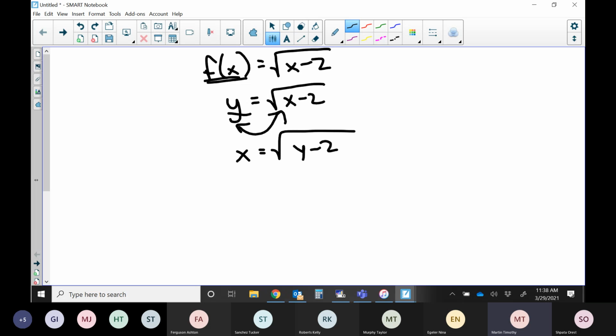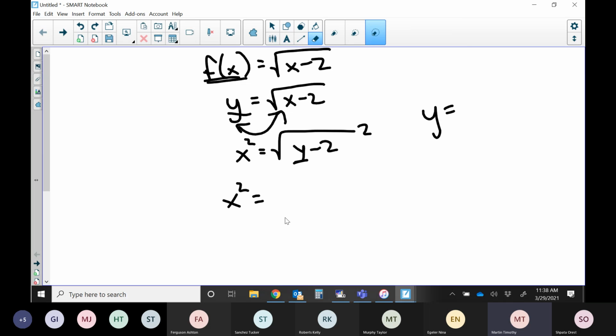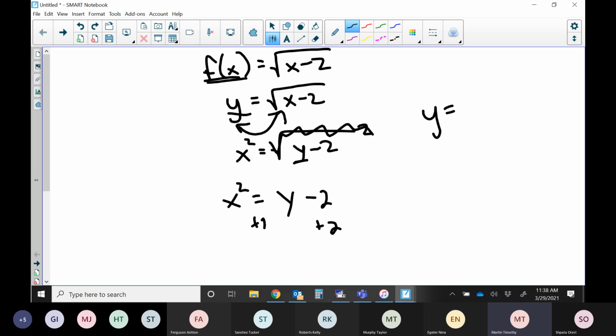You have to have those first two steps down. Now the next step is to make this say y equals. So what I'm going to do is get rid of this stuff so this is all by itself. So I'm going to square this side. x squared equals y minus 2, because these two cancel each other out. Add 2 to both sides. So my final answer is y equals x squared plus 2. Go ahead and raise your hand if you got that correct.